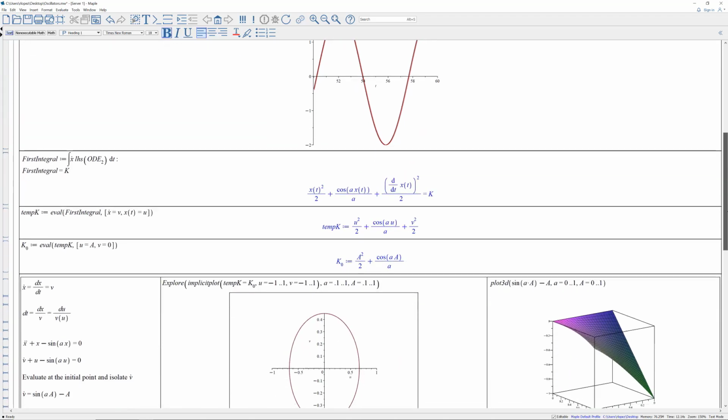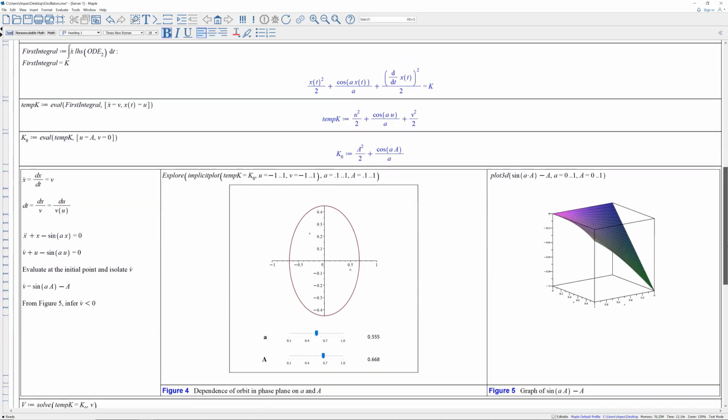Now there's another way we can look at the dependence of frequency on initial amplitude. We begin by getting a first integral. So we take the differential equation. Now I'm grabbing the left-hand side. The right-hand side is 0. You multiply through by x dot, and you integrate.